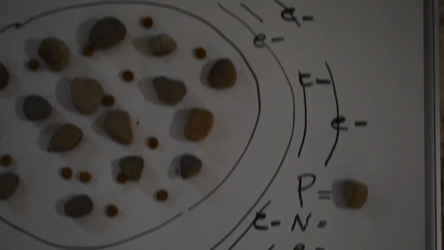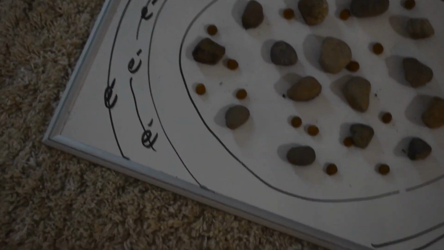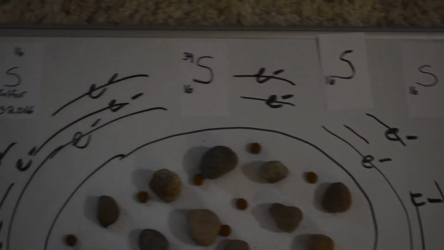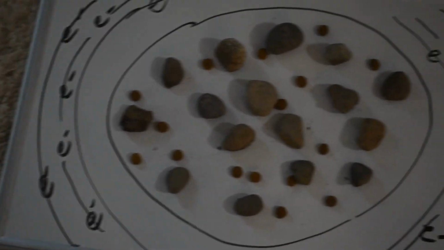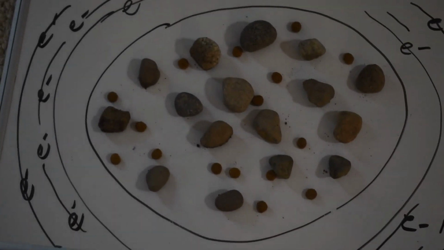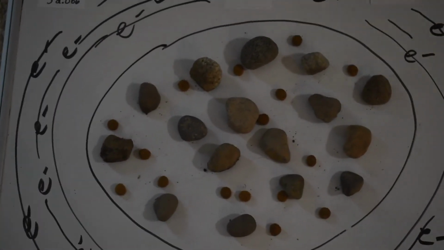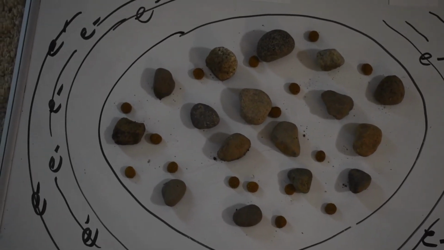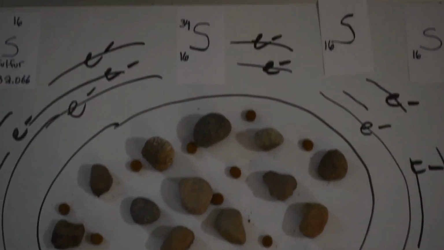And my electrons I just drew on, just because Zeus is going to be my assistant, and if I didn't draw them on, he would mess up my model. But in my second model, I will show you one that I did not draw on. So if you count my dog treats, I have 18 dog treats. I have 16 rocks for a total of 34.